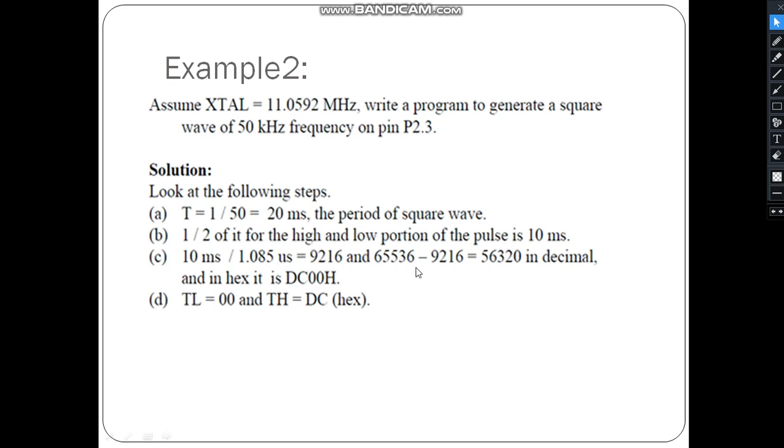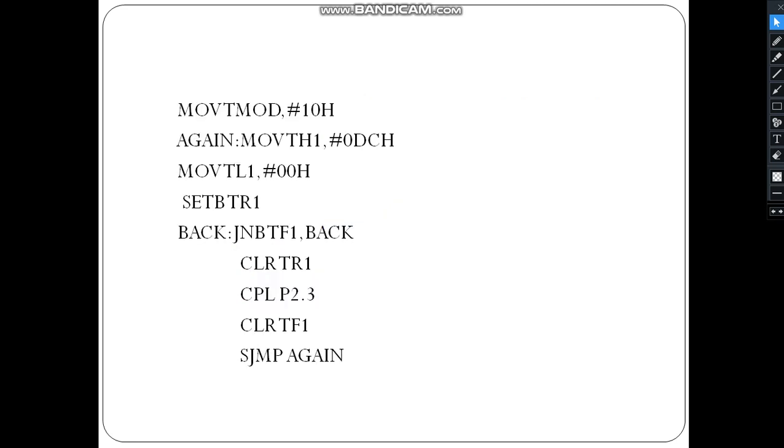Okay. So now we have to calculate the value to be loaded into the THTL register. So maximum value plus 1, it is 65,536 minus n value, which is 9216. So the result in decimal is 56,320, and if you are converting it into hexa, you get the value as DC00. So 00 has to be loaded into TL register, and DC is a value that has to be loaded into TH register.